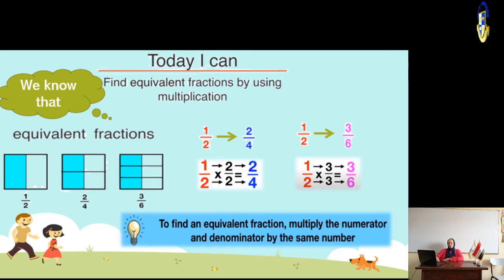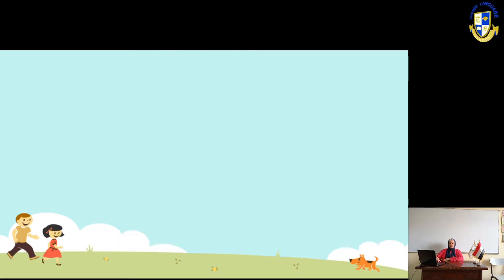Okay, here we have some examples. Write an equivalent fraction of 3/5. 3/5, we are going to get any number from our mind. Here we make it multiplied by 6. So multiply by 6 up, so it will be 3 times 6 equal 18, and multiply by 6 down, so 5 times 6 equal 30. So the answer is 18/30.